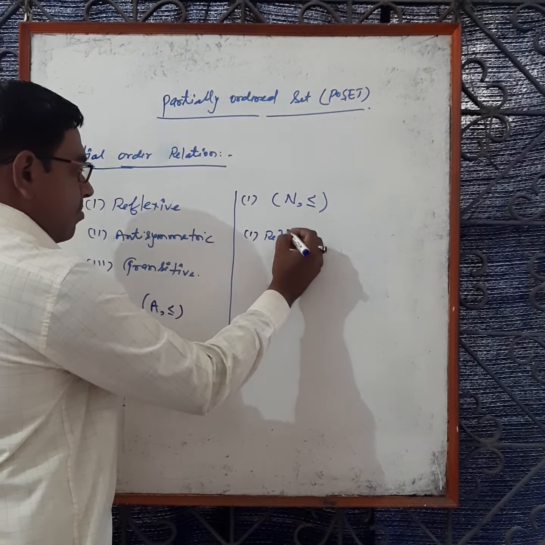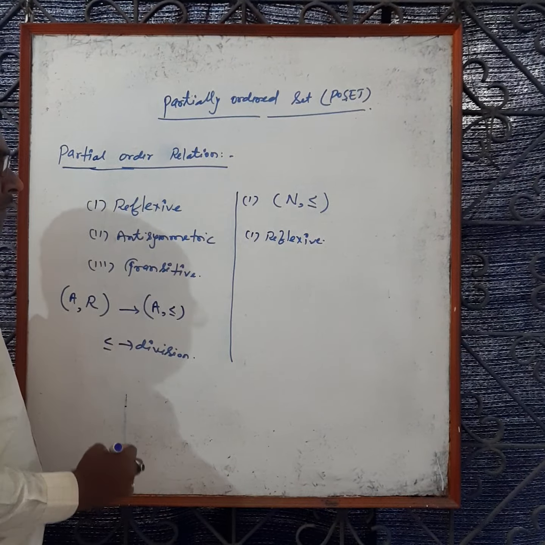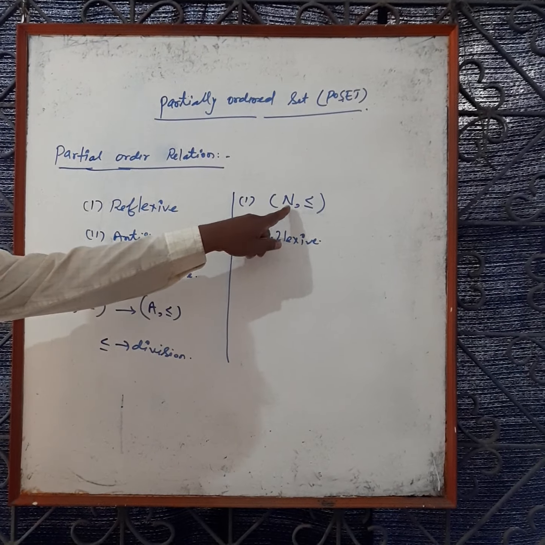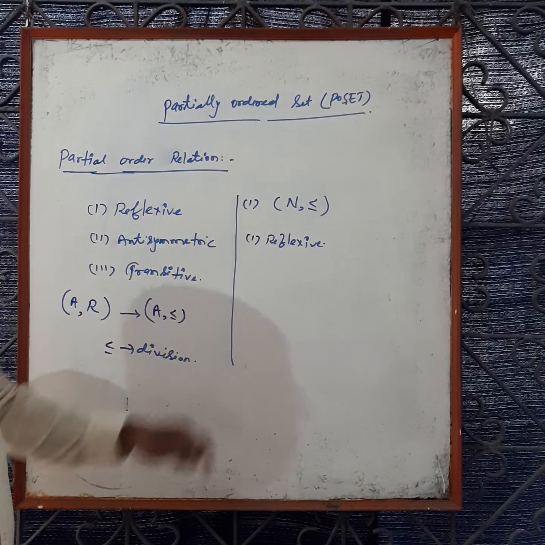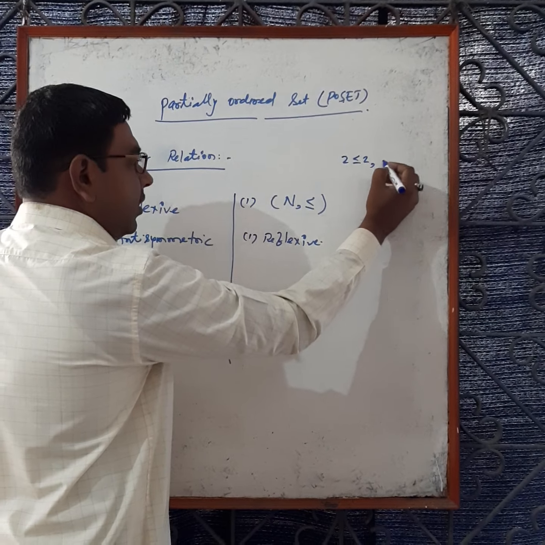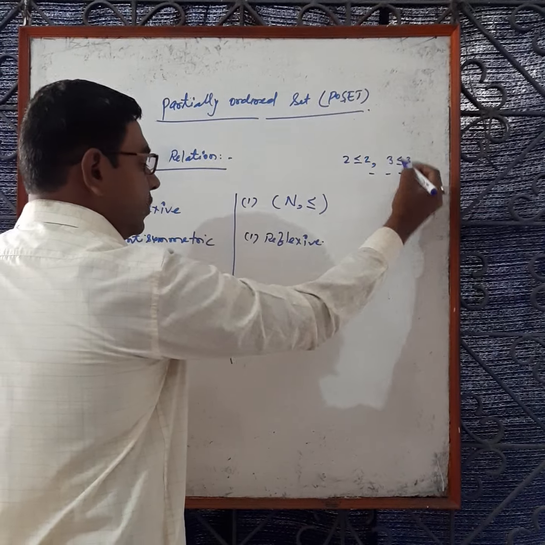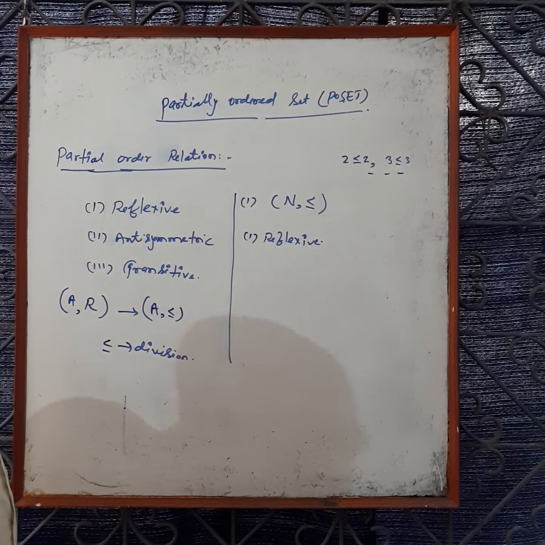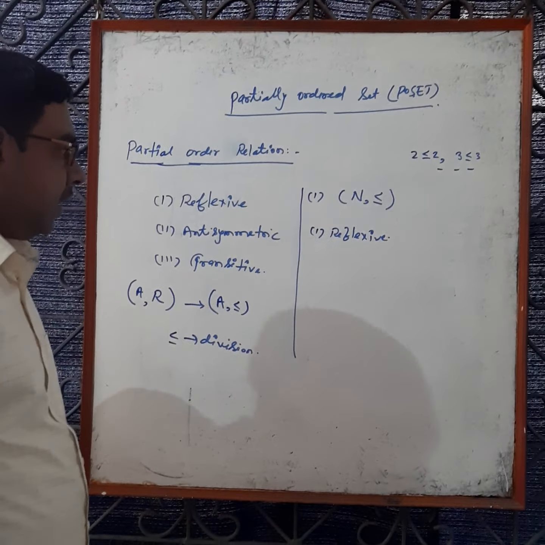Reflexive. We know the condition of reflexive is that every element is related to itself. Here we check any natural number related to itself under this symbol. For example, 2 less than equal to 2, 3 less than equal to 3, 5 less than equal to 5, and so on. This means that less than equal to satisfies the reflexive property on N.